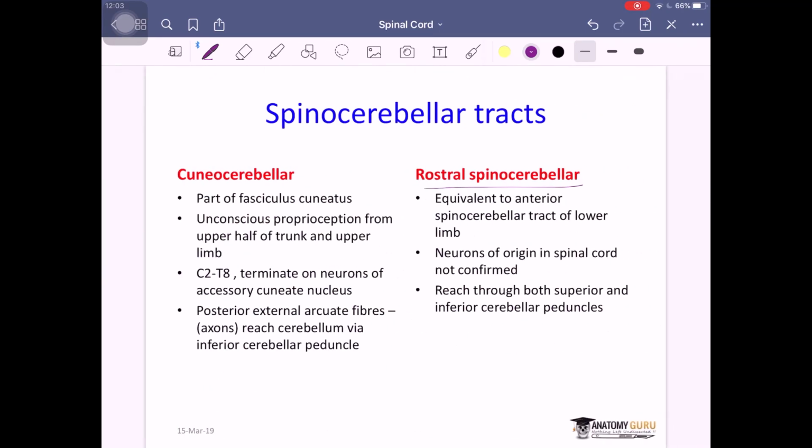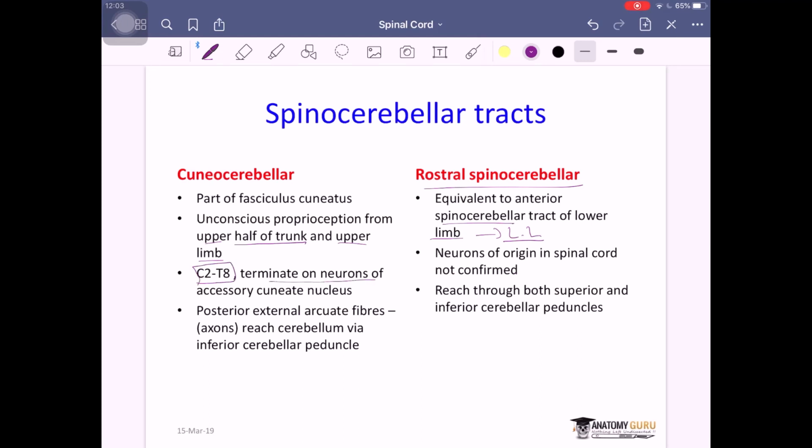Now you may wonder why so many, because we need to balance more from the lower limb than from the upper limb. So balance of your lower limb and the lower trunk is very crucial, and thereby every bit of the lower limb and the lower trunk should be represented in the headquarters of balance, which is the cerebellum. That is the reason. So this is the information from your lower limb, right? And this one is from your upper half of the trunk and your upper limb.